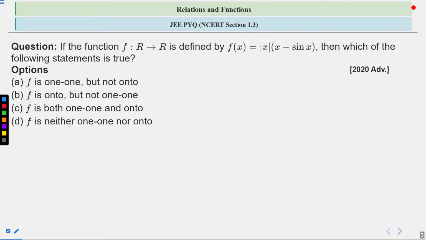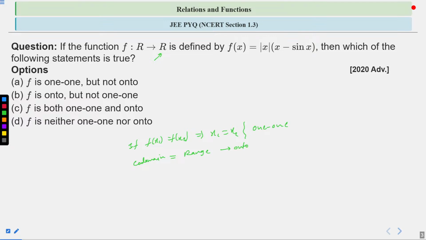And analytically, we can say that if f of x1 is equal to f of x2, this implies x1 should be equal to x2. Then only we can say that the function is a one-one function. And for an onto function, the codomain here is R. For an onto function, the codomain should be equal to the range. Got it?